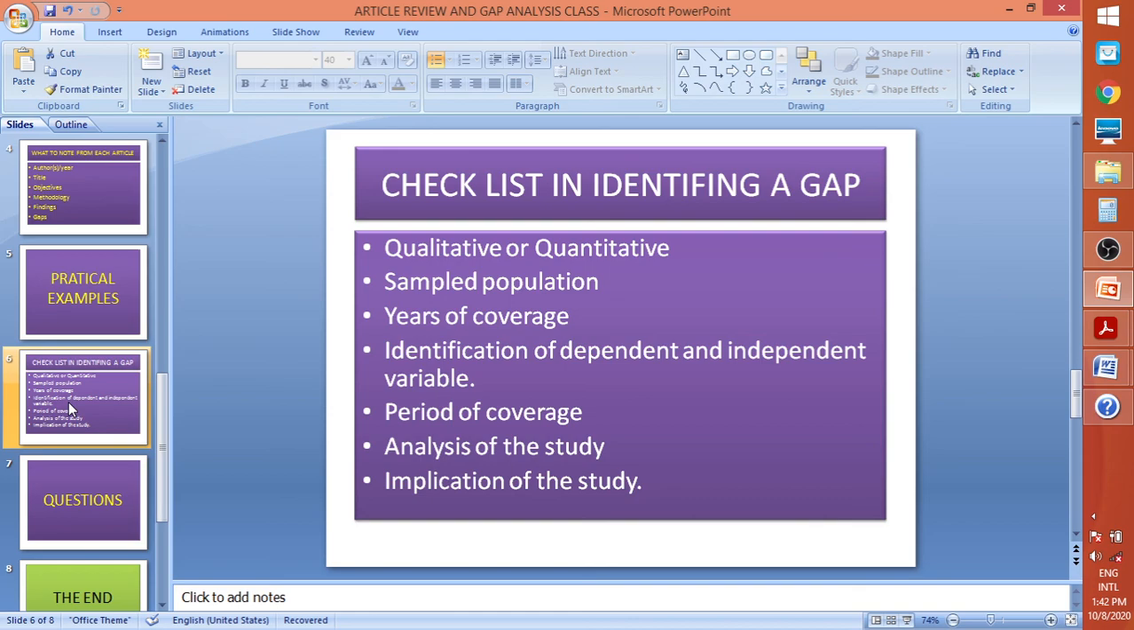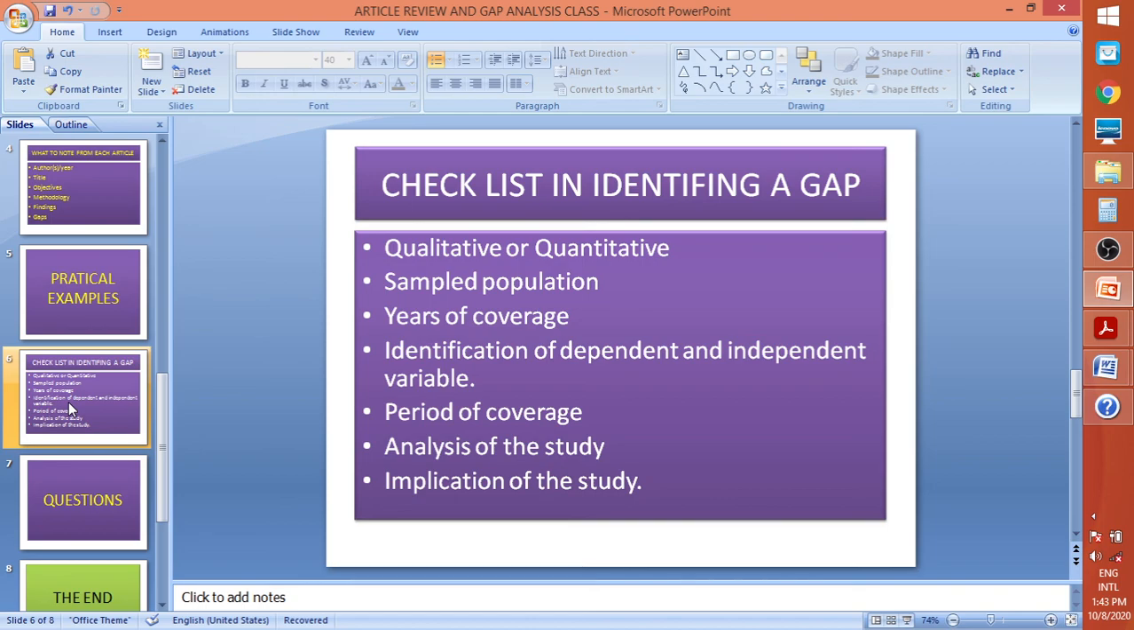Then whereby it involves calculation, they show that yes, they did some analysis, it is quantitative. So if you find out that the article is purely qualitative, it's obvious that they didn't collect data. You can just make that a gap: that the study was basically qualitative and the quantitative study wasn't included in this research. So that is a gap.